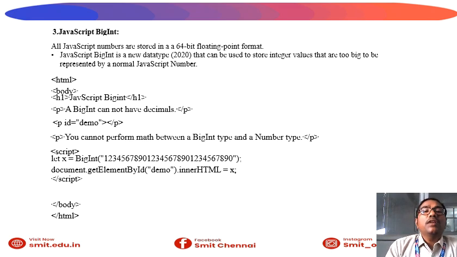Next is JavaScript BigInt. BigInt means big integer. It is used to store integer values that are too big to be represented by a normal JavaScript number. So you can see in this example, under the script tag, let x is equal to BigInt, they are using the particular data type, and inside we have a very big number. That number cannot be normally declared using a JavaScript number. So we use what is called BigInt.